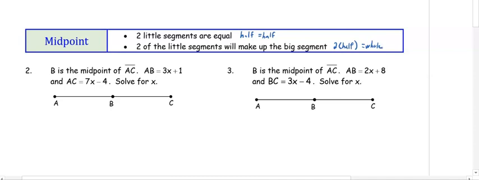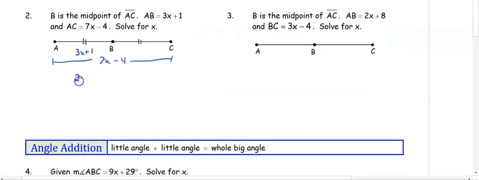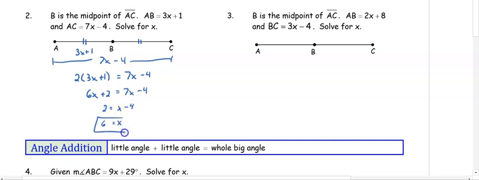So number 2, we have B is the midpoint of AC. So remember, a midpoint splits a segment in half. AB is 3x plus 1, and AC is 7x minus 4. So in this case, we have a half of the segment, and we have the whole segment. So we need 2 times 3x plus 1 equals 7x minus 4. We can distribute. And then to solve for x, we would subtract 6x from both sides. So 2 equals x minus 4. We can add 4 to both sides, so x equals 6.